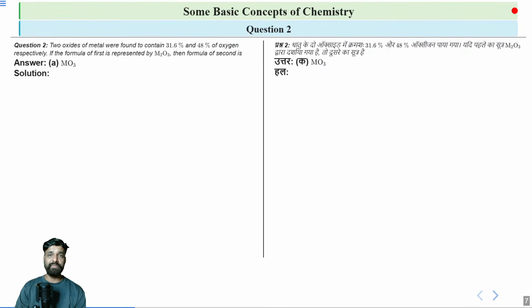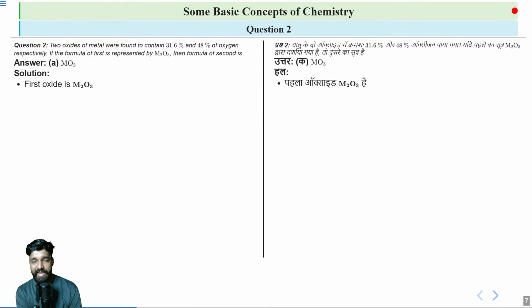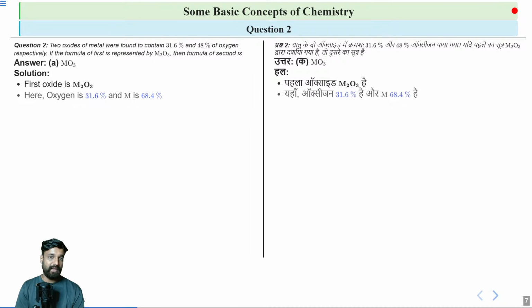To do this, first we are writing what is given in the question. We know that the first oxide is M2O3. Next, in this, we have 31.6 percent of oxygen. Then, what is the percentage of metal? There are two components, oxygen and your metal. So if one is 31.6, the second one will obviously be 68.4. The addition of both will give you 100%.